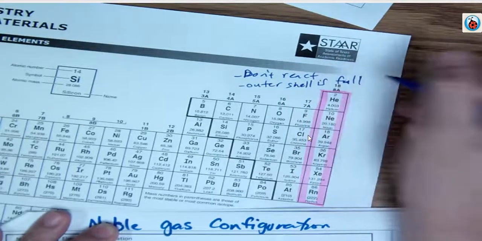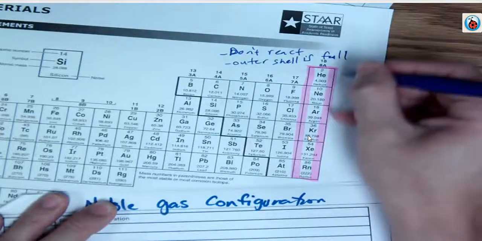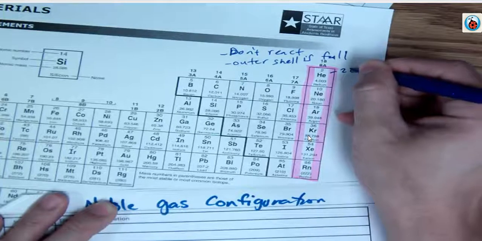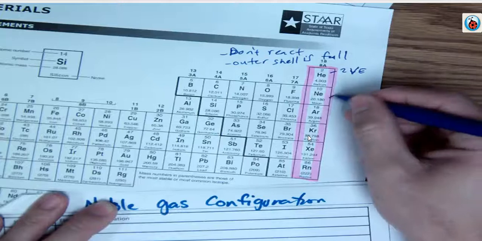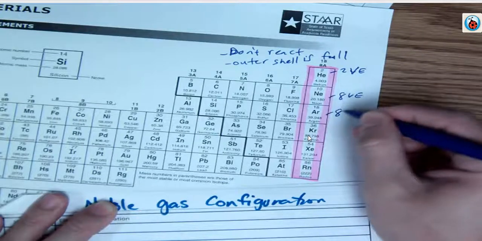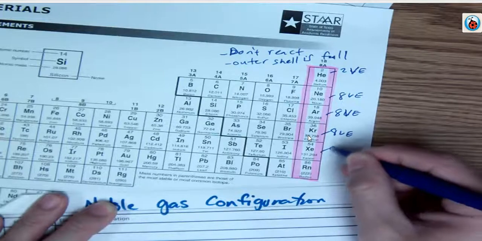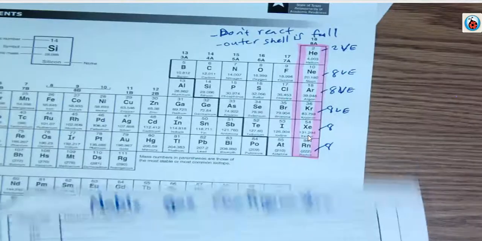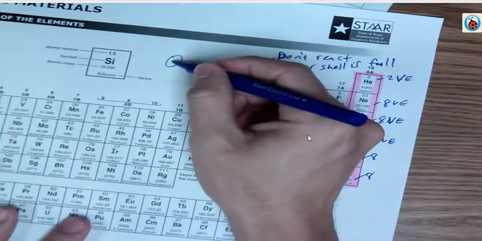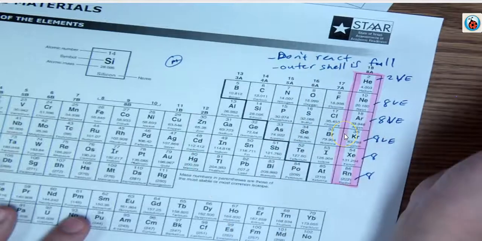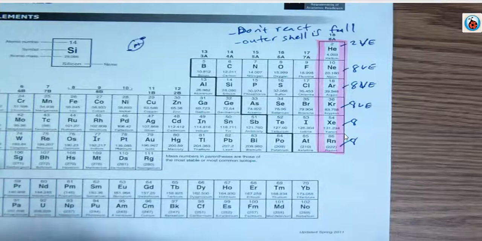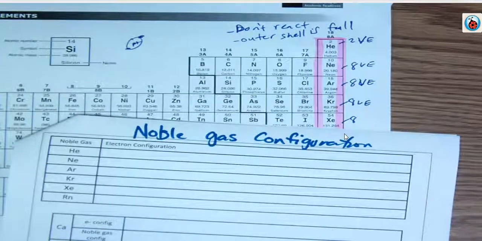They have 8 valence electrons except for helium. Helium has only 2 valence electrons on the outer shell. So everybody's 8 except for helium because it's only got 2. But remember, the first energy level can only hold 2 electrons anyways. That's why it's a full level of electrons. Okay?